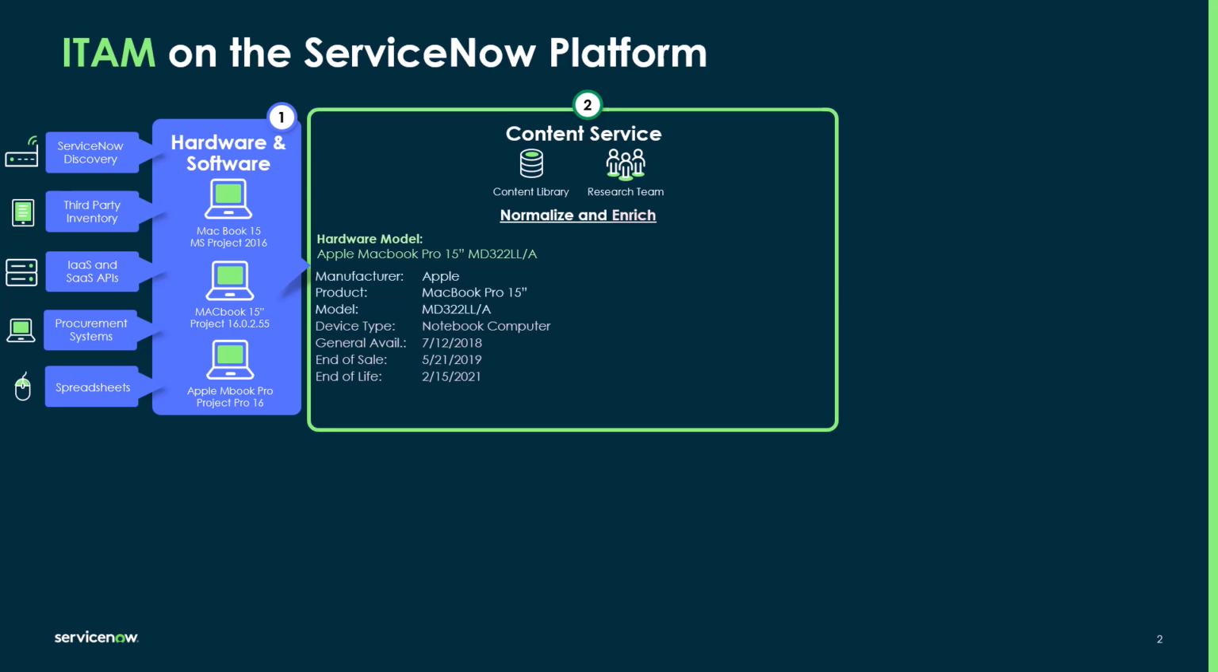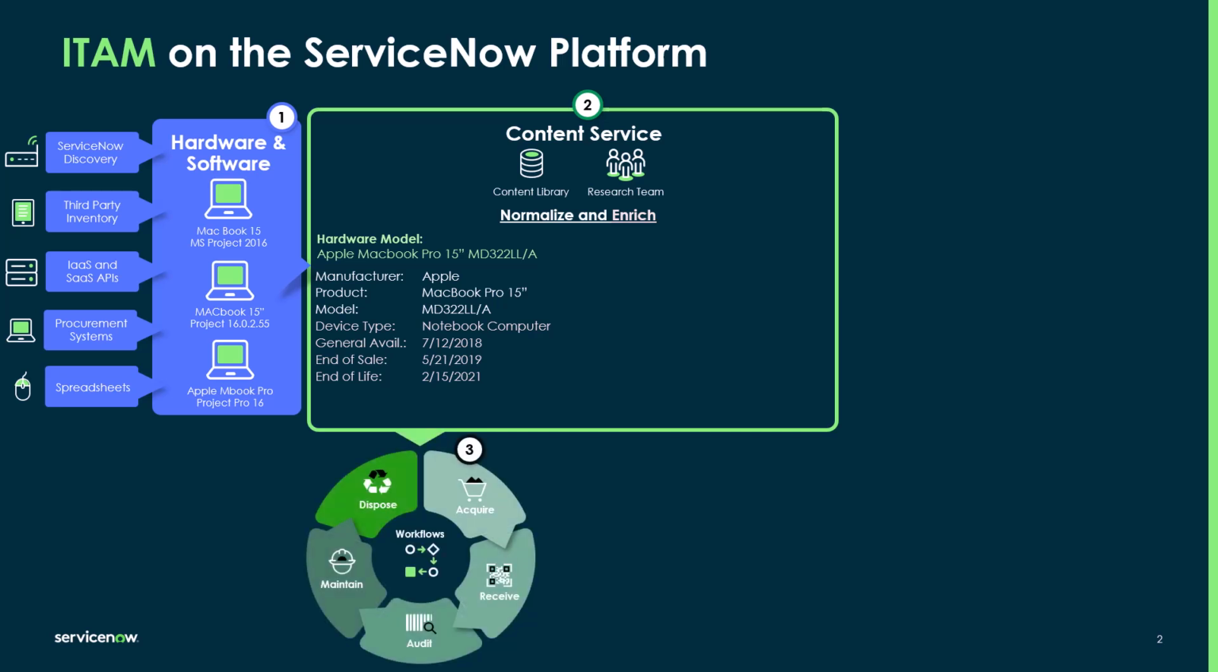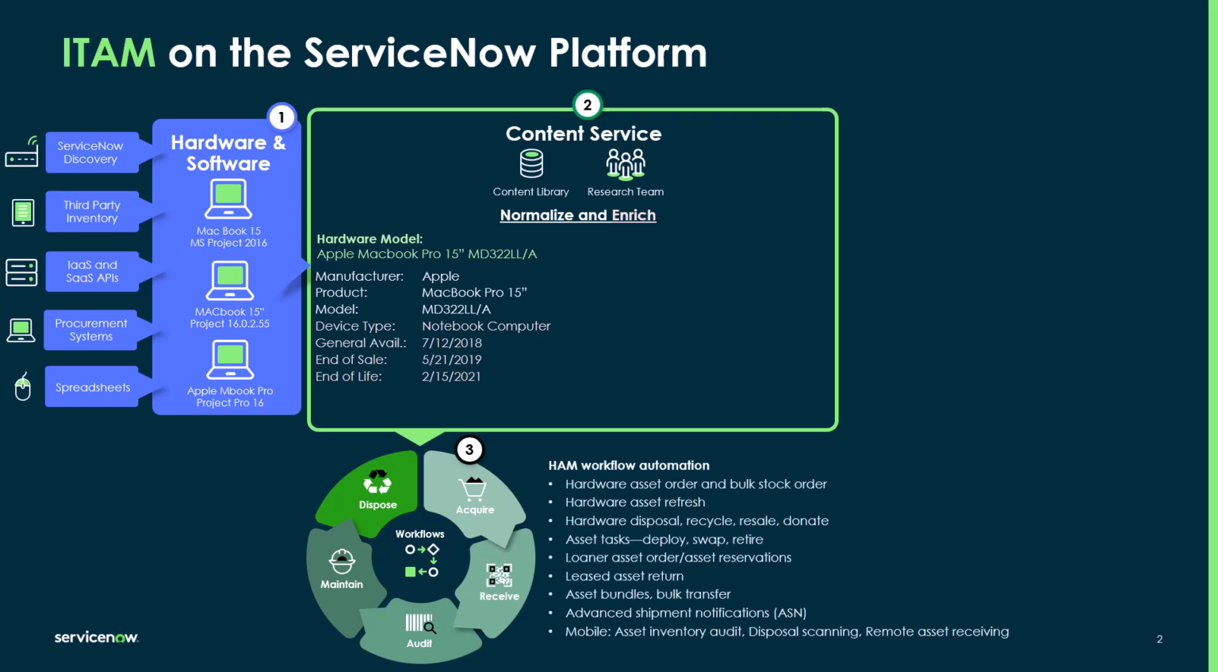The model comprises a manufacturer, a product, a manufacturer model number, but also brings in other data that you're likely either collecting manually or not at all. That includes the categorization of the device type and the lifecycle availability all the way to end of life, as described by the manufacturer for that very specific model of product. Once the platform knows what the product model is, we can take that along for the journey on the IT asset management lifecycle, from acquisition to disposal, through a number of out-of-the-box workflows.